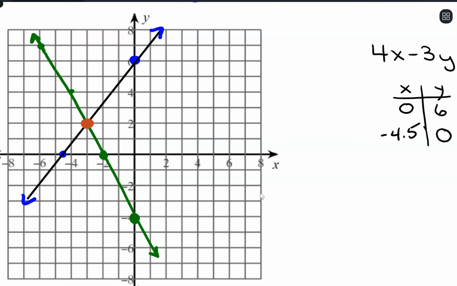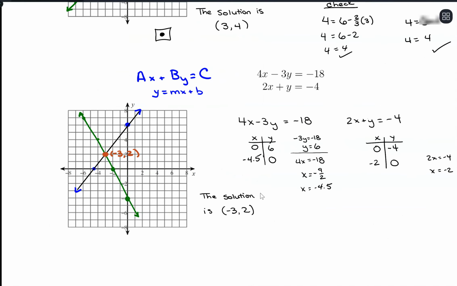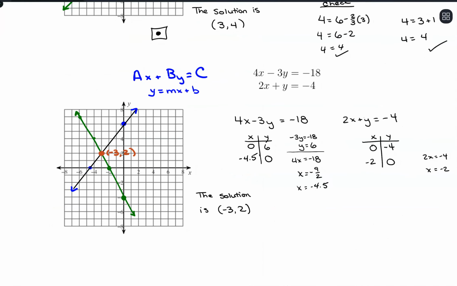I was a little nervous about that decimal there and being able to graph that accurately enough, but we see our intersection point. And I mean, our intersection points could be weird fractions not landing perfectly on the grid, and that's kind of the flaw of this graphing method of solving, is sometimes it's difficult to read and we need the algebraic way of solving. But this is nice. It's (-3, 2). So that would be our solution. So the solution is (-3, 2).